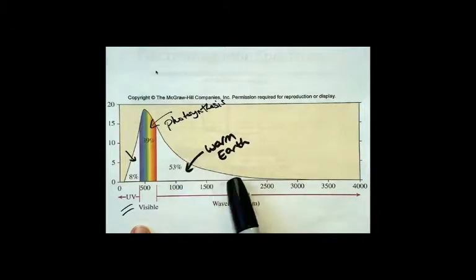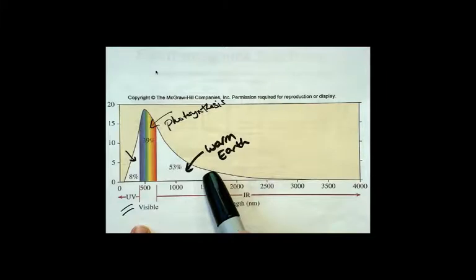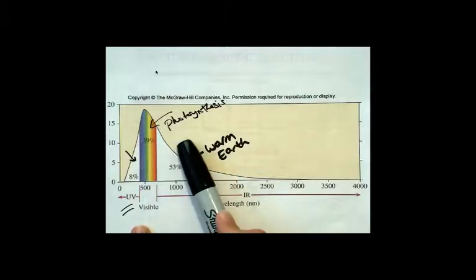So 53% of the radiation that gets to us from the sun is in the form of infrared radiation, and that's a good thing because infrared radiation serves to warm the Earth. That's a very good thing for us. Then 39% of all the radiation that's getting to us from the sun is in the form of visible light, and that's another good thing.